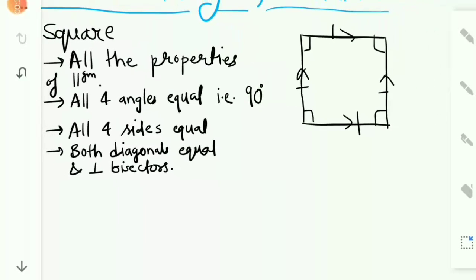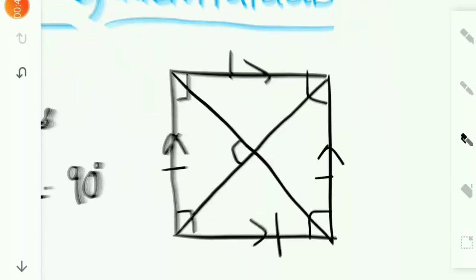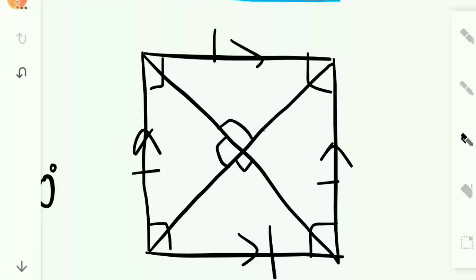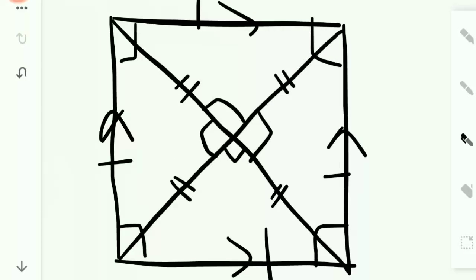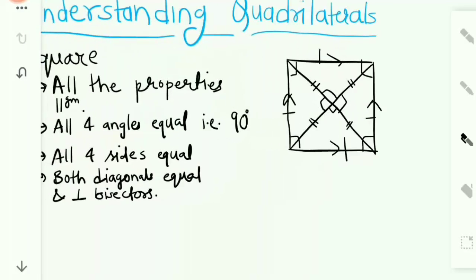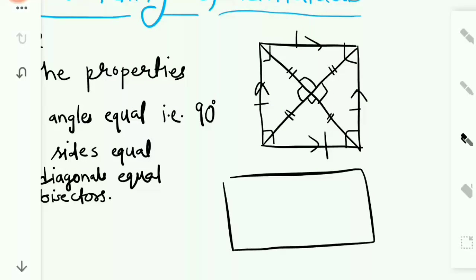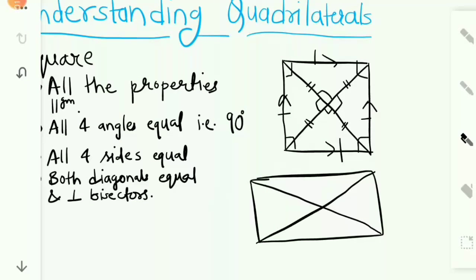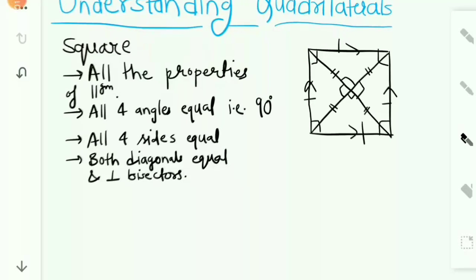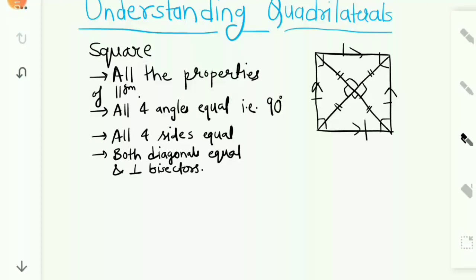And this last one states that both the diagonals are equal and perpendicular bisectors of each other. That means all of these angles here are 90 degrees, and all these parts of diagonals are equal, all four of them. In a rectangle, we had equal diagonals, but they were not perpendicular to each other. In a square, diagonals are perpendicular as well. So that's it. That's all the properties of all the quadrilaterals that you'll need to know.